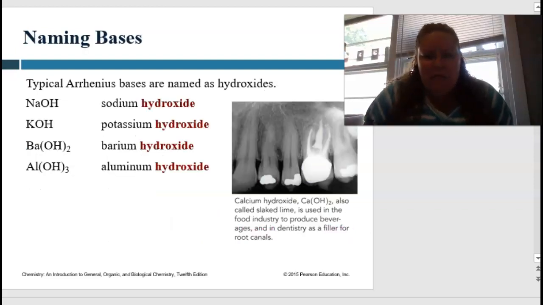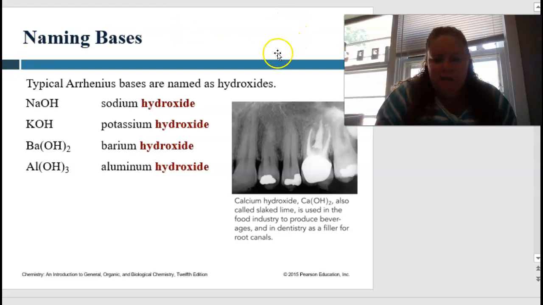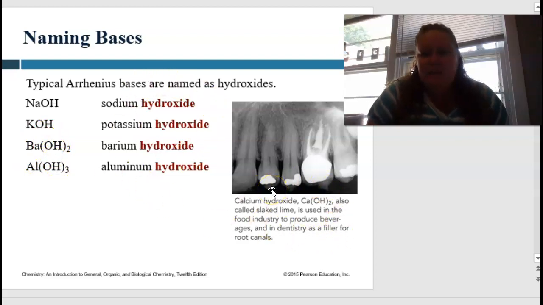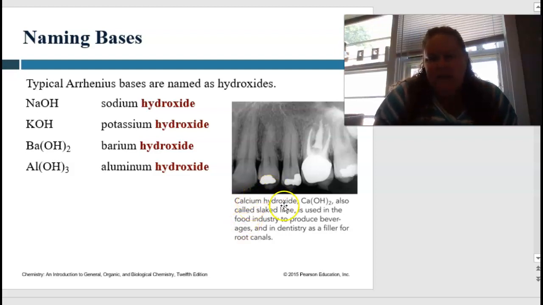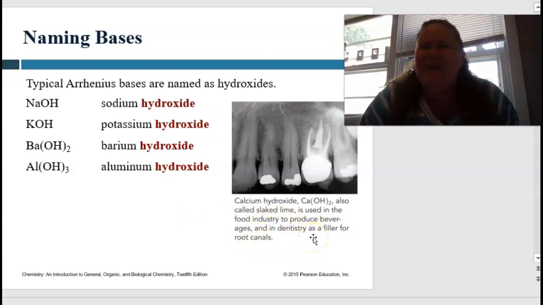All right, so how do we name these? Typically we name them hydroxides. So you have sodium hydroxide, potassium hydroxide, barium hydroxide, aluminum hydroxide. A lot of times these are used in more common things than what you would think. Calcium hydroxide is also called slaked lime, and this is used in the food industry to produce beverages, and in the dentist beverages.